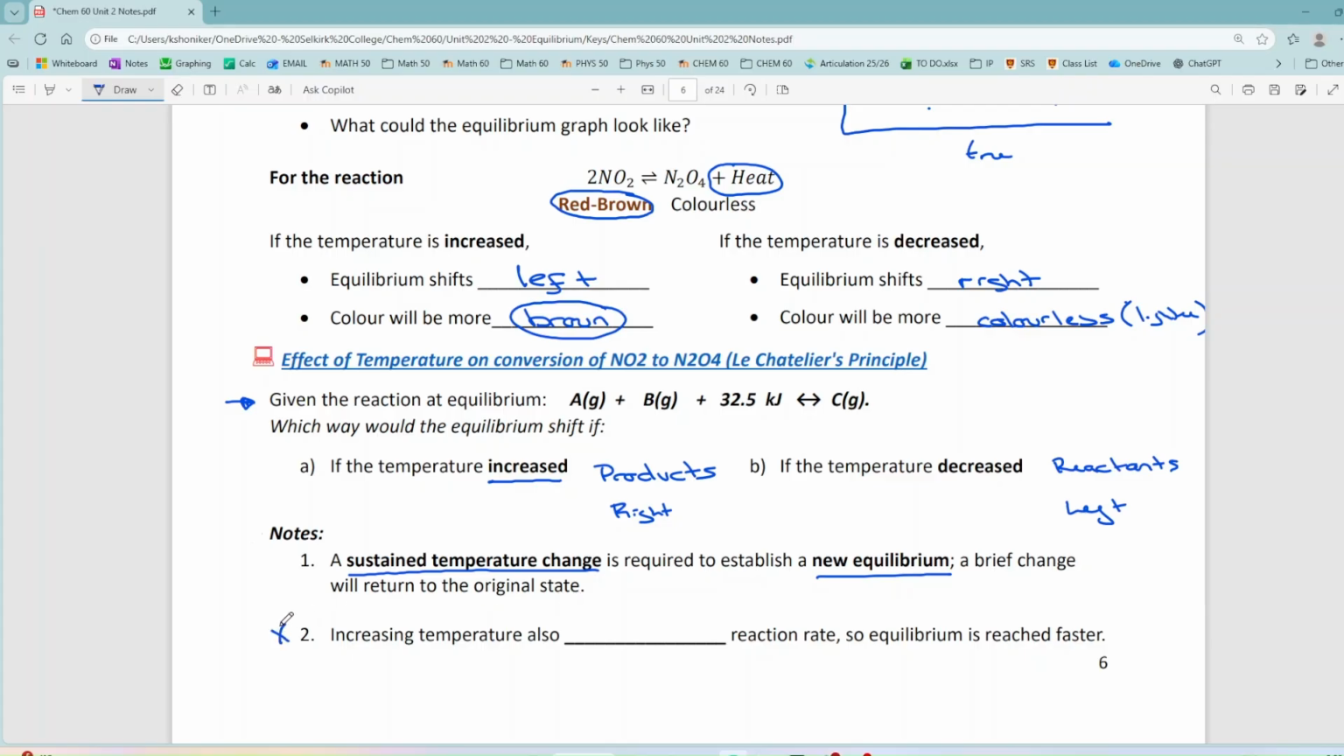And the other one is just something that we have to keep saying all throughout this course, which is that when you increase temperature, more molecules have sufficient energy for a successful collision, so it will also increase the reaction rate so that equilibrium will be reached faster. All right.